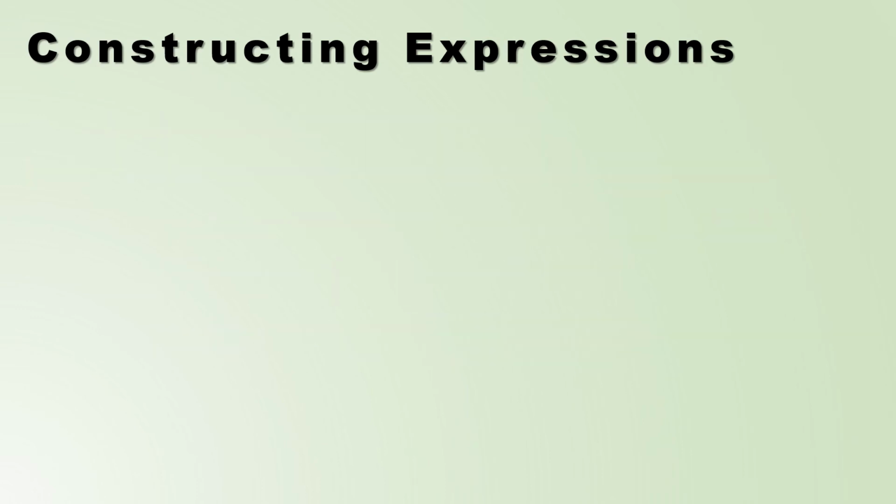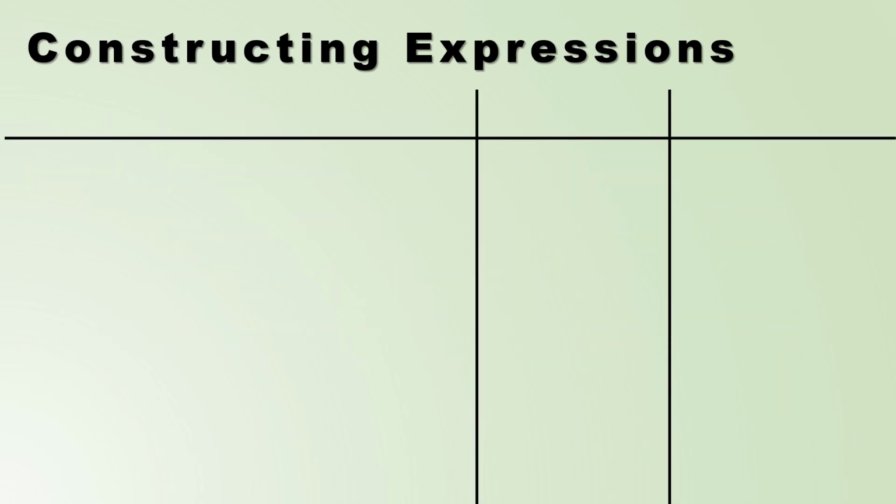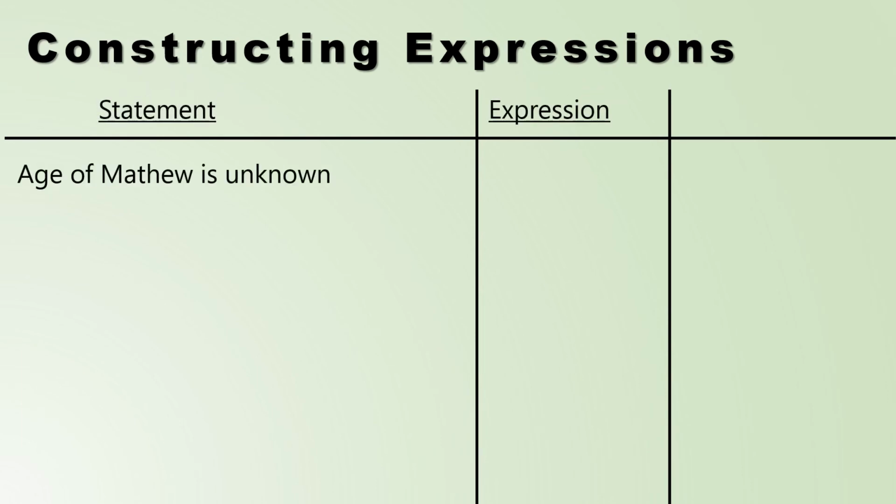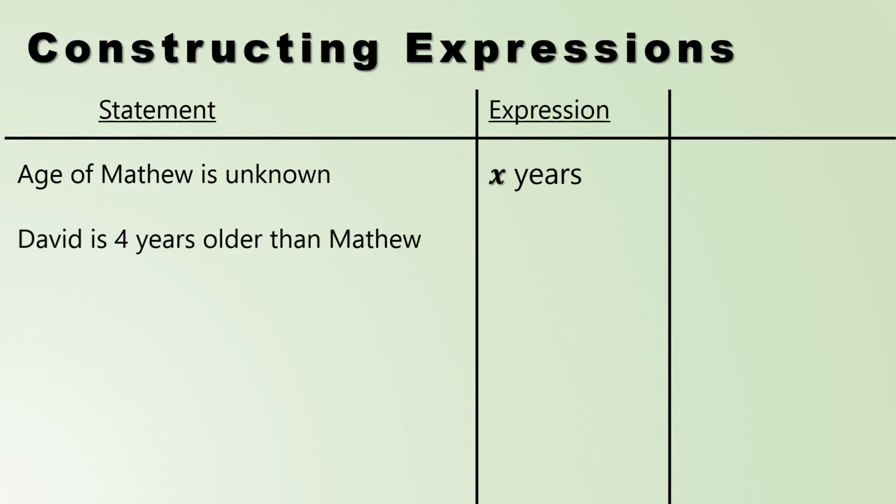Let's take more examples of expressions. We are given that the age of Matthew is unknown. So we have to take a variable, a letter, as the age of Matthew. So we take x as the variable. Now it is given that David is 4 years older than Matthew. That means the age of David can be expressed by an expression, that is x plus 4.